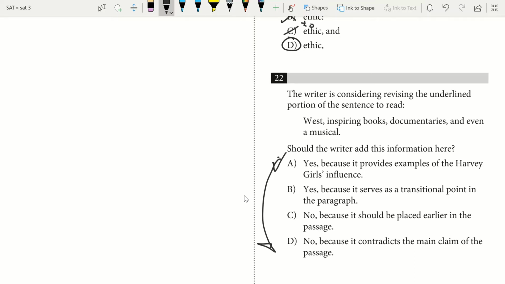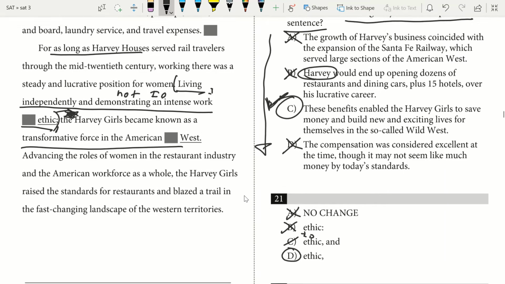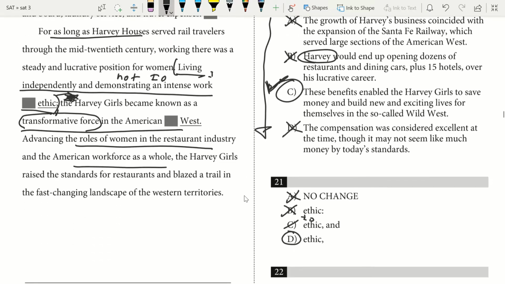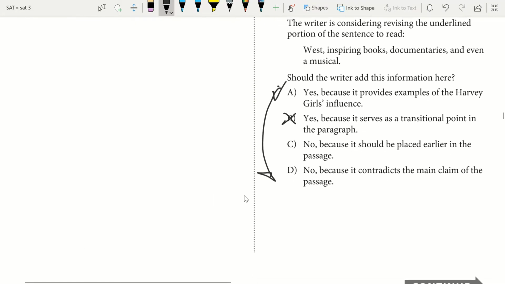Now if we look at B, yes, because it serves as a transitional point in the paragraph. Well, it doesn't, right? We're not transitioning in the paragraph there. We're just talking about how they're a transformative force and how they advanced the roles of women in the industry and workforce as a whole. So we're not shifting points, we're adding, right? We're talking about how it was lucrative and it became a transformative force in the American West. So we already have that as a transformative force, and then we talk more about how it was transformative. So it's not a turning point in our paragraph.